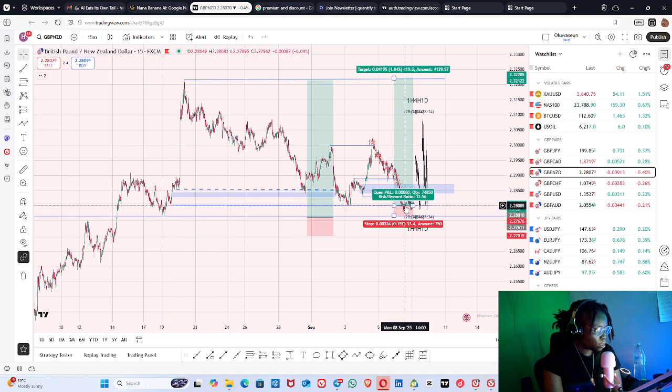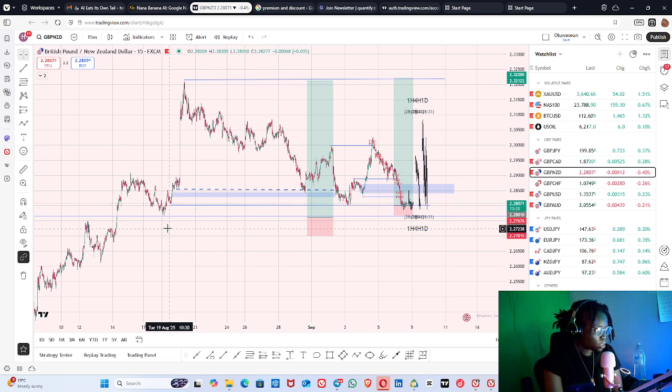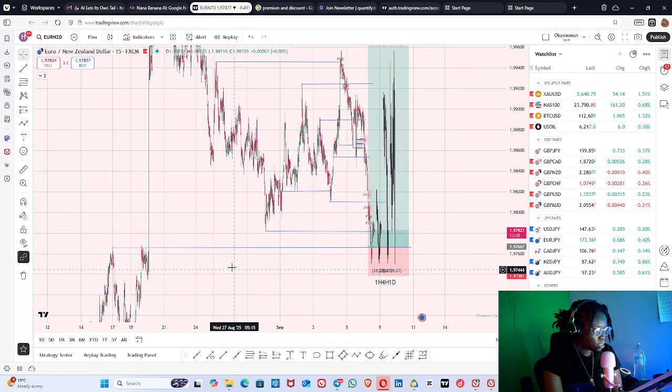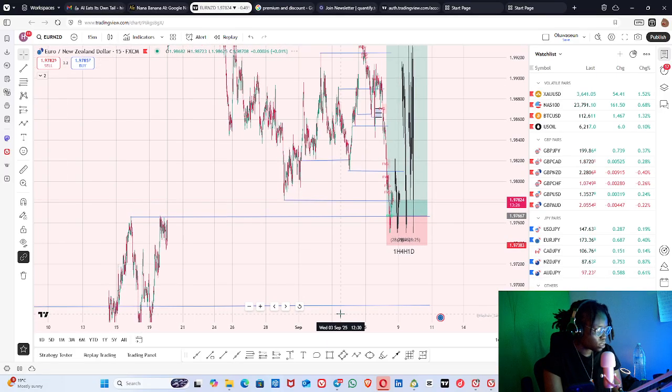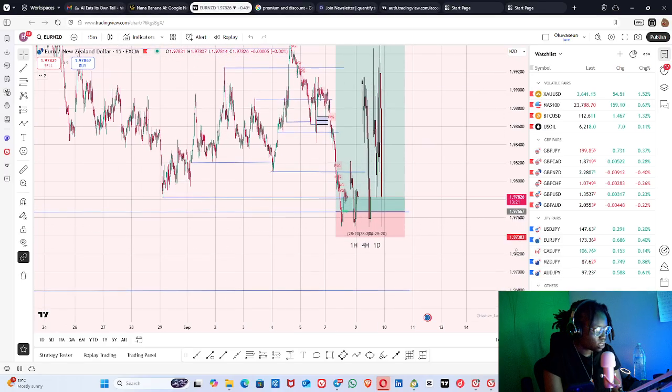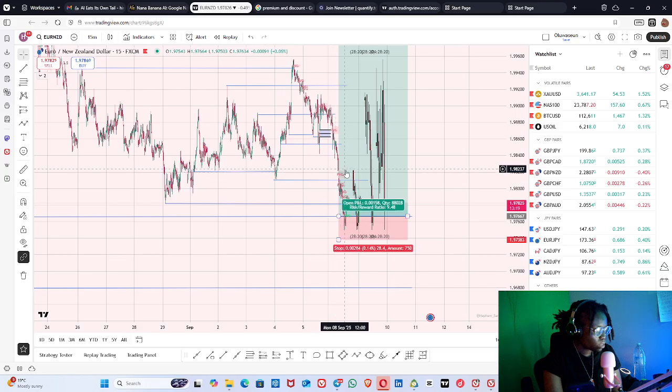If this place didn't hold, the next place that will be taken will be this area right here. But on Euro NZD, there is no other liquidity to be taken. That's why price is moving this way.